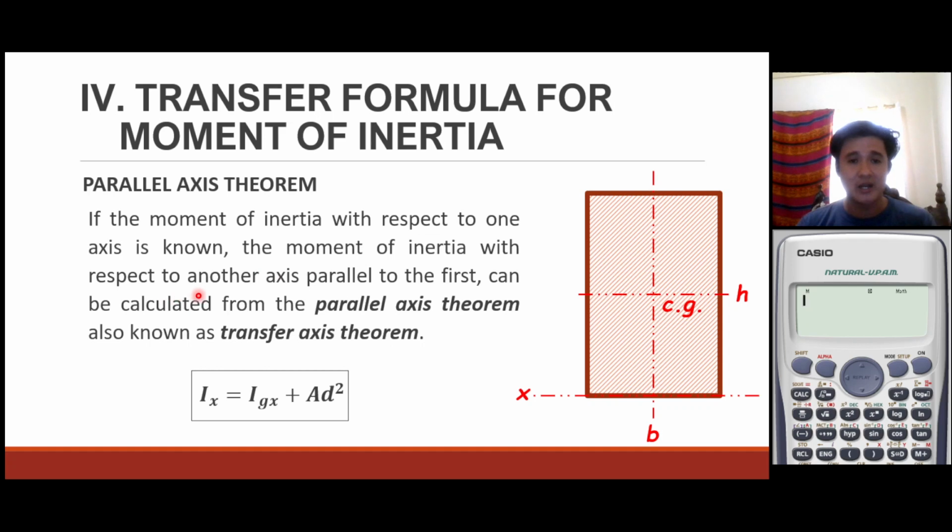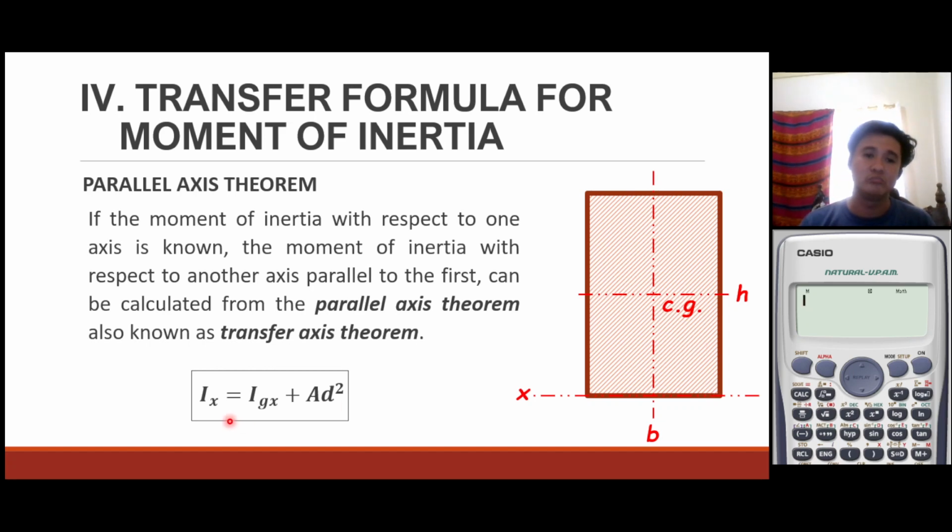So if the moment of inertia with respect to one axis is known, the moment of inertia with respect to another axis parallel to the first can be calculated from the parallel axis theorem, also known as the transfer axis theorem. It is called transfer axis theorem because we transfer the moment of inertia to another parallel axis. For example, we have this beam, okay? Its centroidal axis is here. This is its center of gravity. Now, when we get the moment of inertia with respect to this x-axis, we notice it is no longer aligned with the centroidal axis, but it is parallel to that centroidal axis.